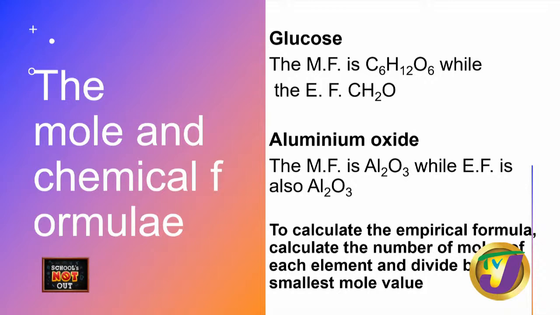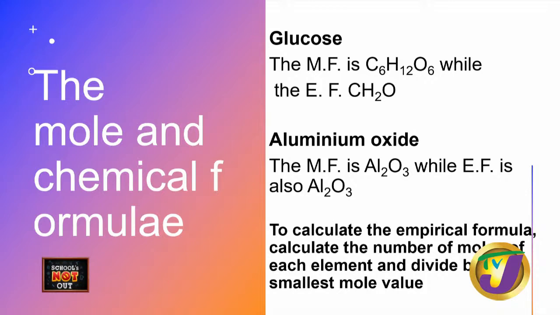But there are some compounds where the molecular formula and the empirical formula are the same thing. An example here is aluminum oxide, Al2O3. Now 2 cannot go into 3 and 3 cannot go into 2, and so this is the simplest mole ratio you will get for aluminum oxide. And so its molecular formula and its empirical formula are the same thing. All right, I hope we're all keeping up with that.